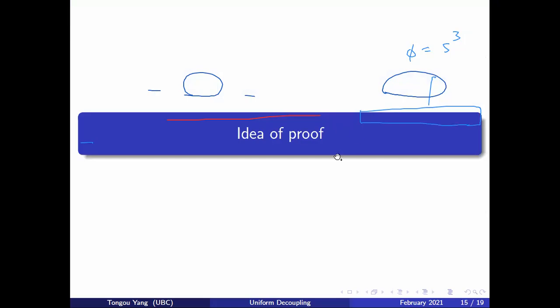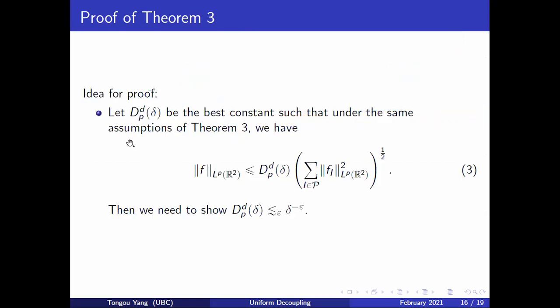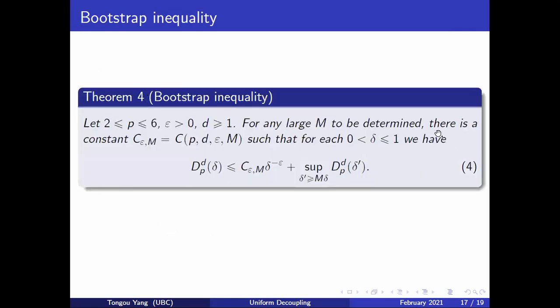So lastly, we talk about the main idea of the proof in a very brief way. First, because we want to prove a decoupling inequality, we let D_p^d(delta) be the best constant such that, under the assumptions of the theorem, we have this inequality. Recall that d is the degree and p is the Lebesgue exponent, and we need to show this inequality. The key is to prove a bootstrap inequality of this form.